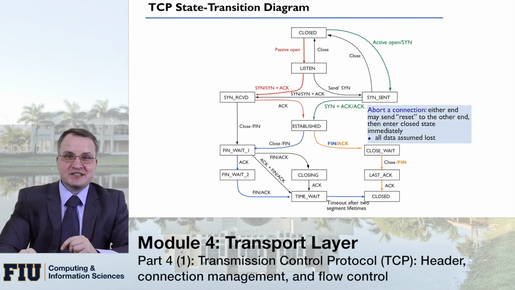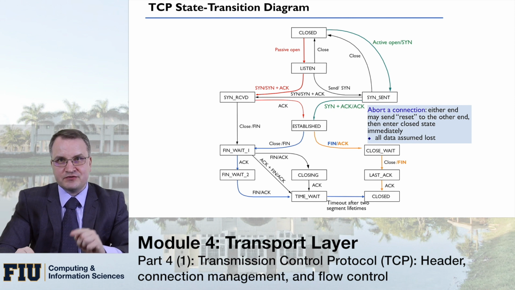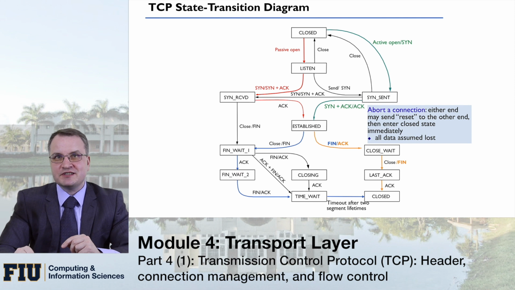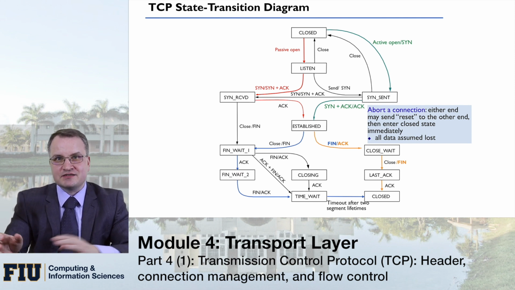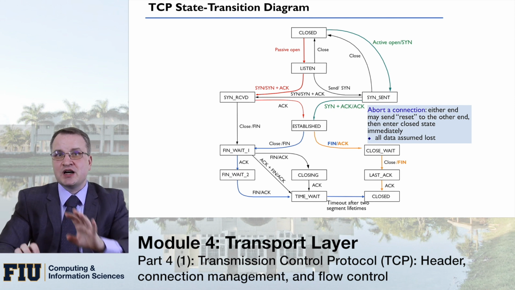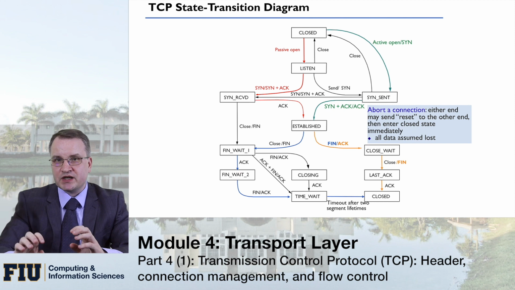To give you a picture of the TCP state diagram, this one is a copy from the RFC specification of TCP, and as you can see, it's not that simple. It has more than 10 different states with various transitions between them: FIN_WAIT_1, FIN_WAIT_2, TIME_WAIT, CLOSING, CLOSED. Most of the complexity is related to establishing the connection and tearing it down.